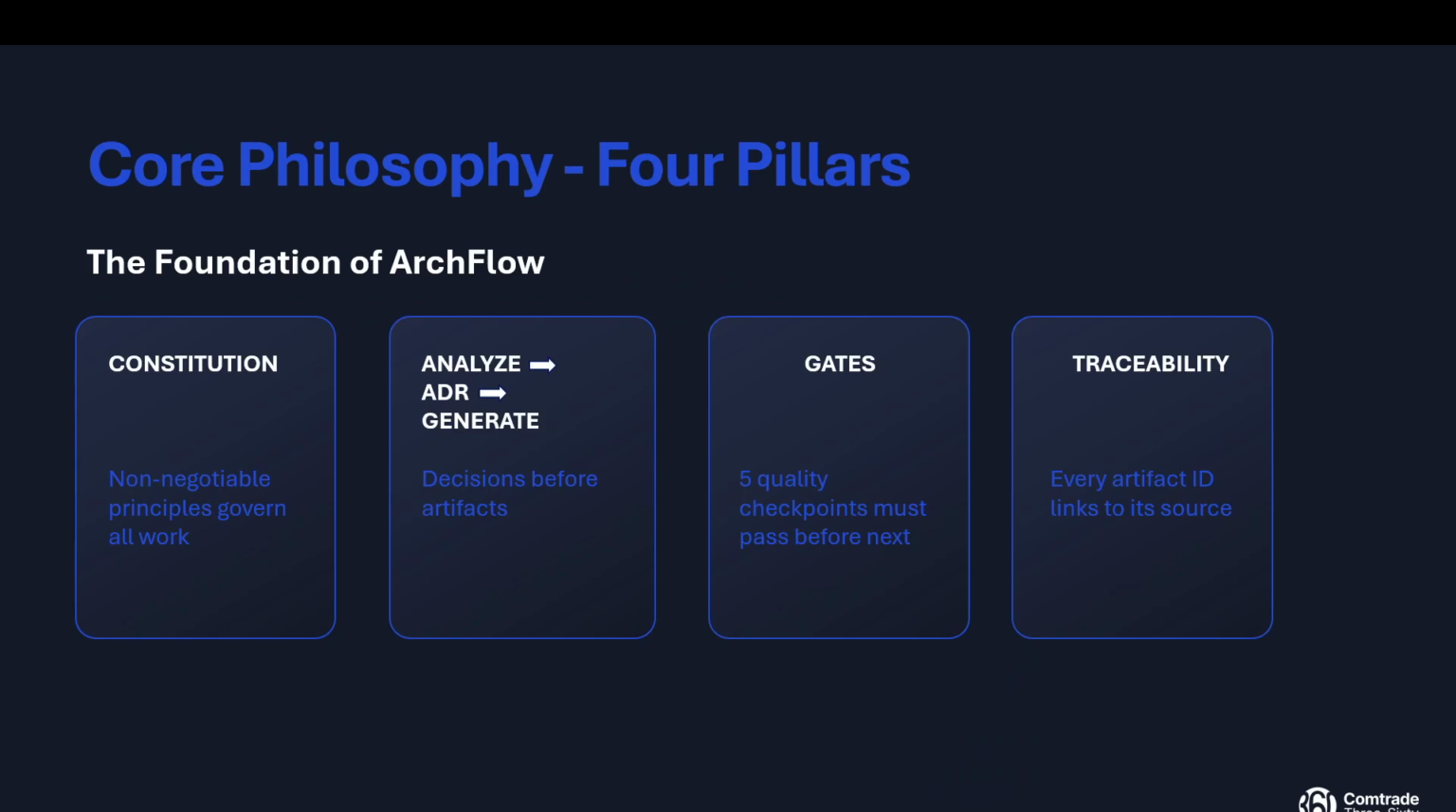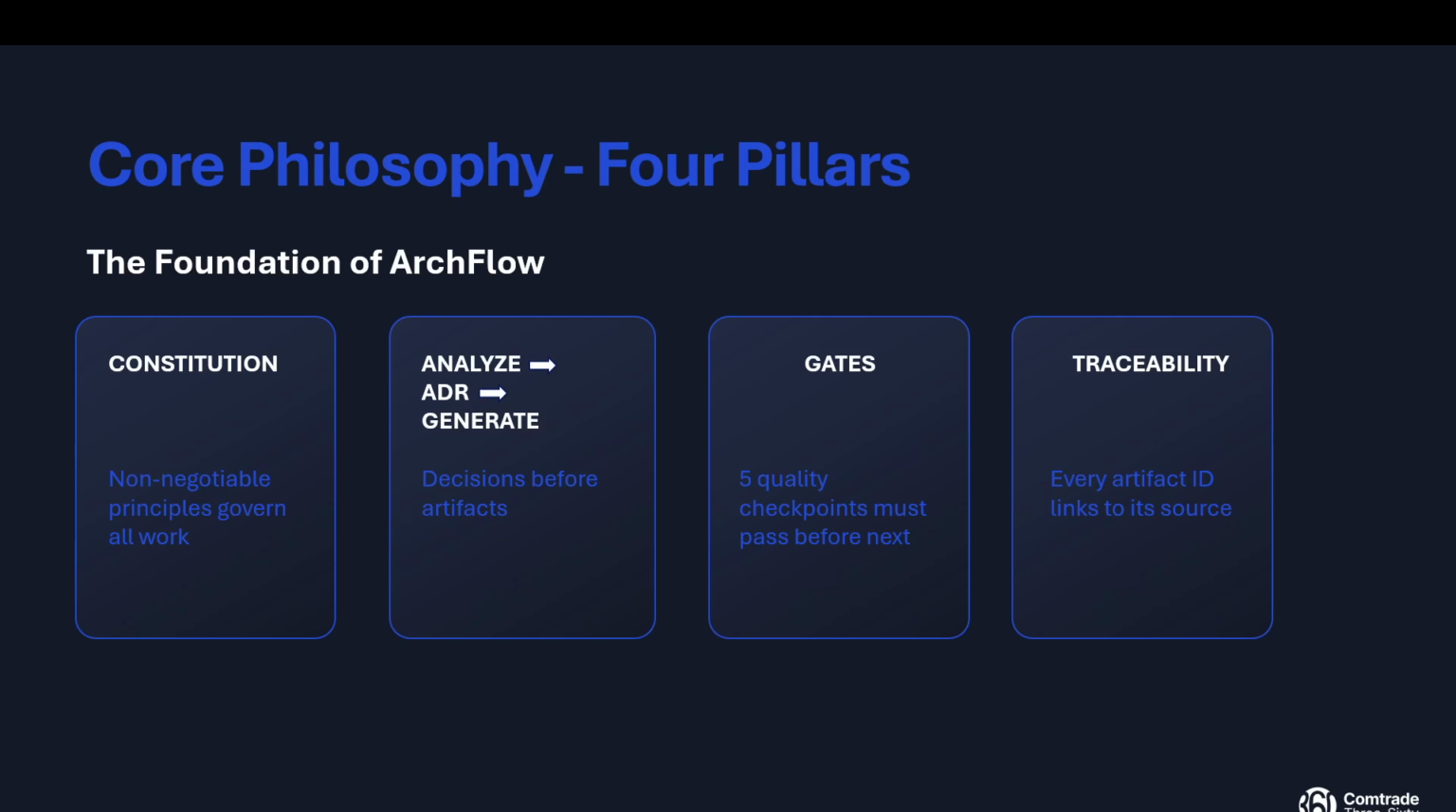ArchFlow is built on 4 pillars. The first pillar is the Constitution. This is a set of documents that defines non-negotiable principles of all architecture work. Think of it like a legal document. It specifies things like all work must happen on a dedicated branch, all artifacts must be version controlled. We have naming standards. Every artifact gets an ID in a specific format.